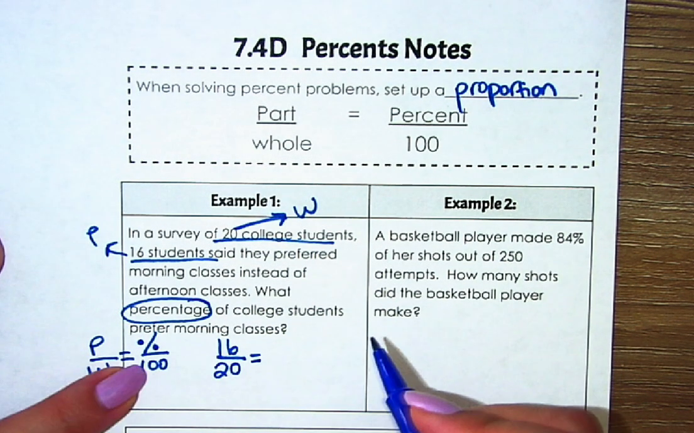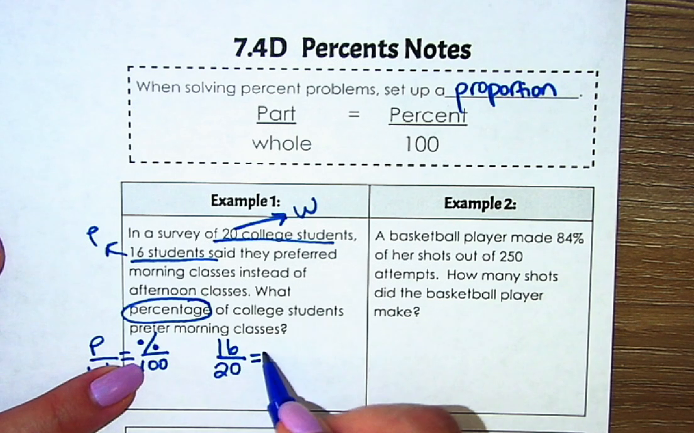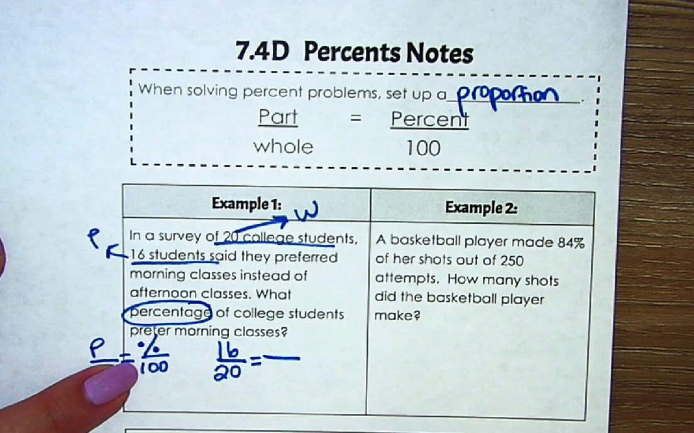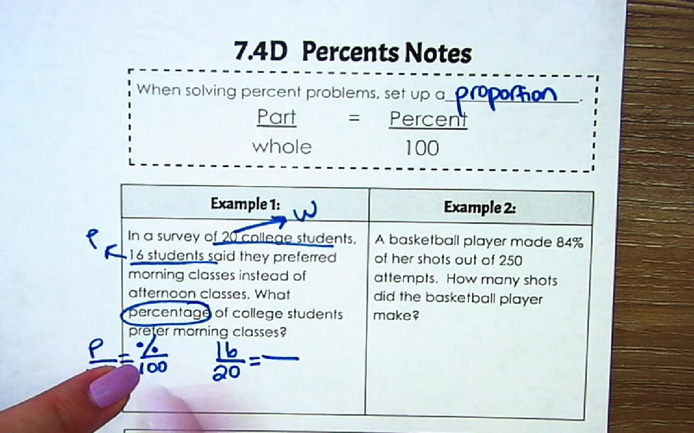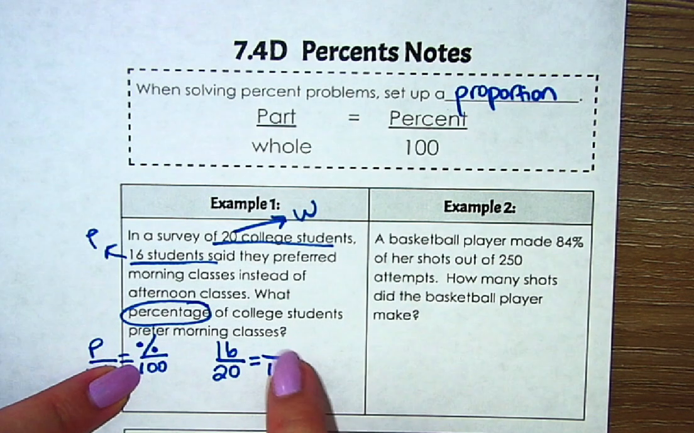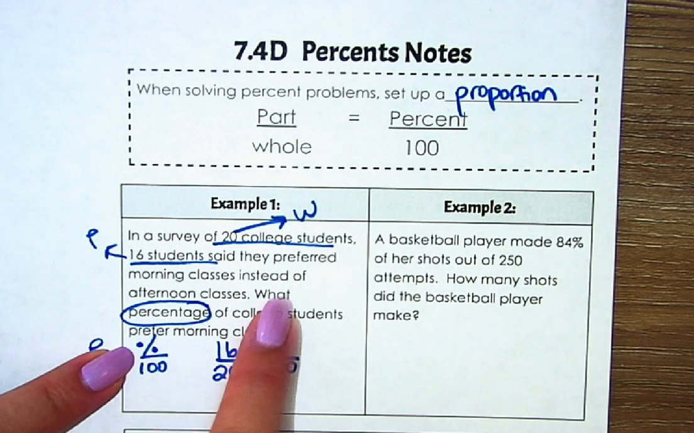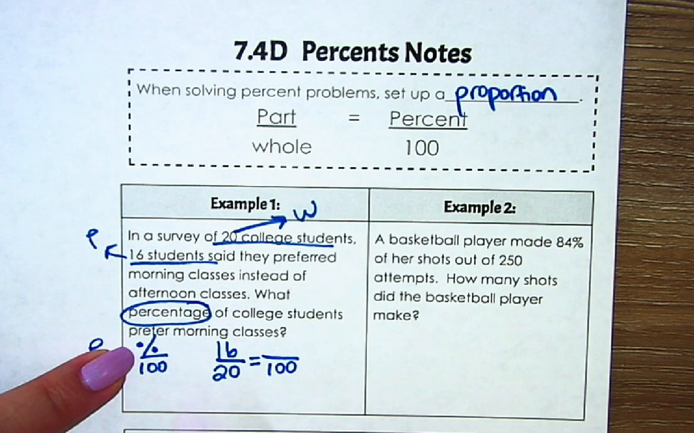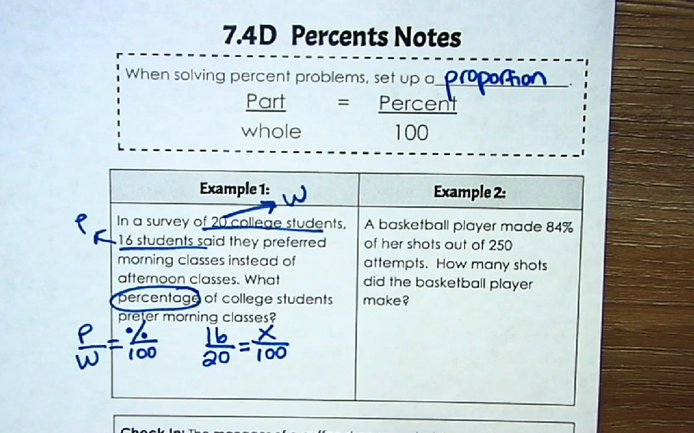Okay, now I'm going to fill in the right side of that proportion. This one's kind of easy because that 100 does not change. It's always going to stay 100. And my percentage, well, that's what the question's asking for. What percentage? So I don't know what that is. Okay, this sets us up for cross multiply and divide, the baseball method.